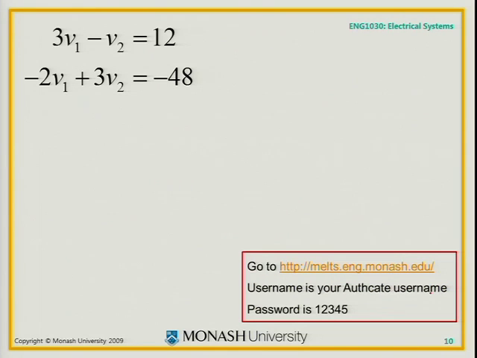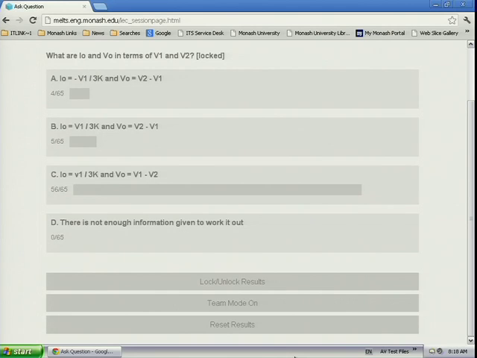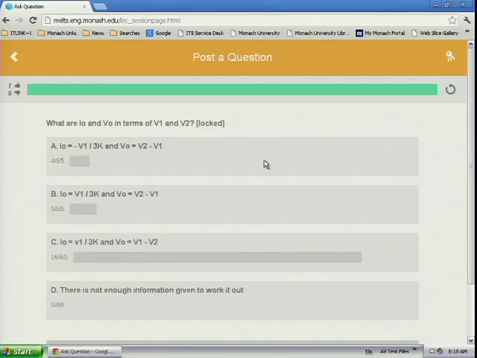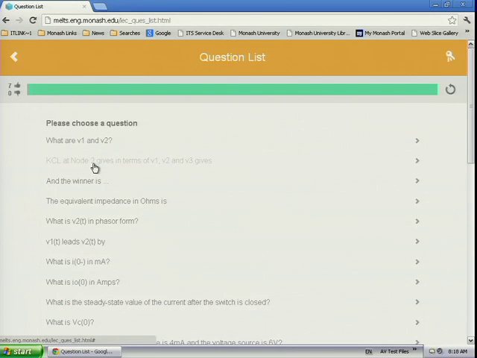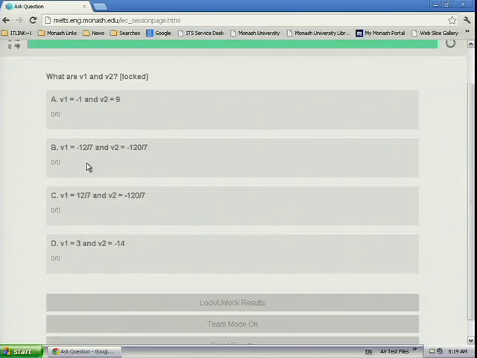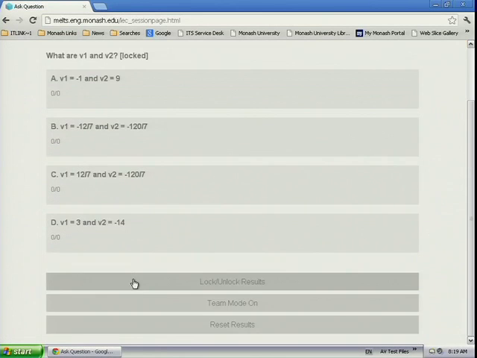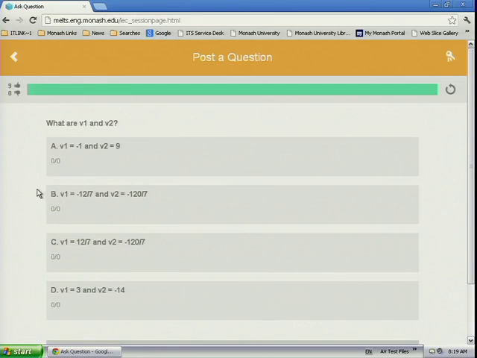So you get those two equations. And let's see if you can remember how to solve two simultaneous equations. So let's go backwards. What are V1 and V2? See if you can work out V1 and V2.